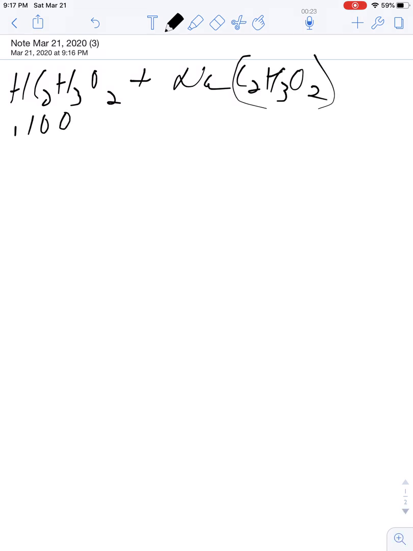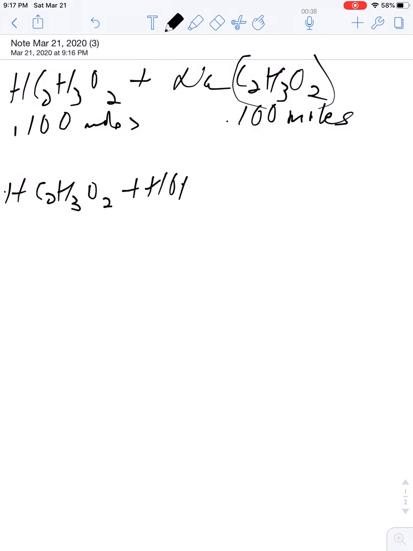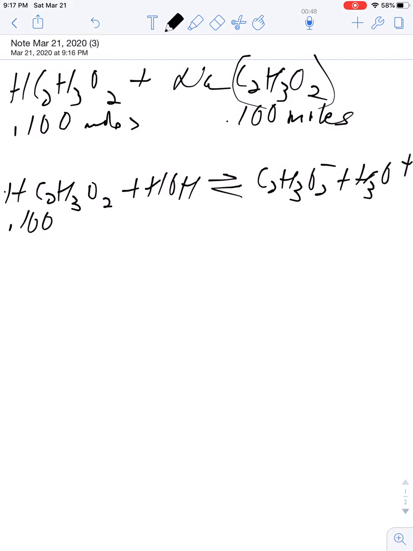Let's just say I've got 0.100 moles of this, and let's just say we got 0.100 moles of that. I'm dealing with moles in this case, not molarity. It's not a huge deal. So in my solution, I'm going to have this, and this, and this. I've got 0.100 moles of that. I've got 0.100 moles of that.